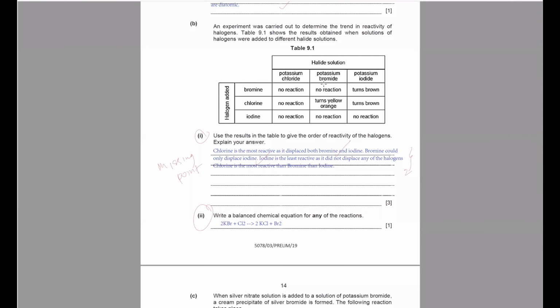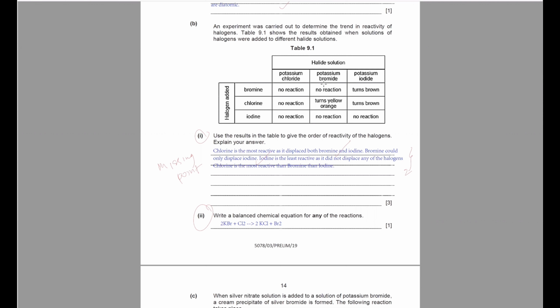Okay, this is question 9B, part 1. It shows the experiment that is used to determine the trend in reactivity of halogens. So 9.1 records the results. From the table, you can see that bromine does not displace chlorine from the potassium chloride solution, and it also doesn't displace bromine itself from the bromide solution. It only displaces iodine from the potassium iodide solution. So that's why you see that it turns brown.